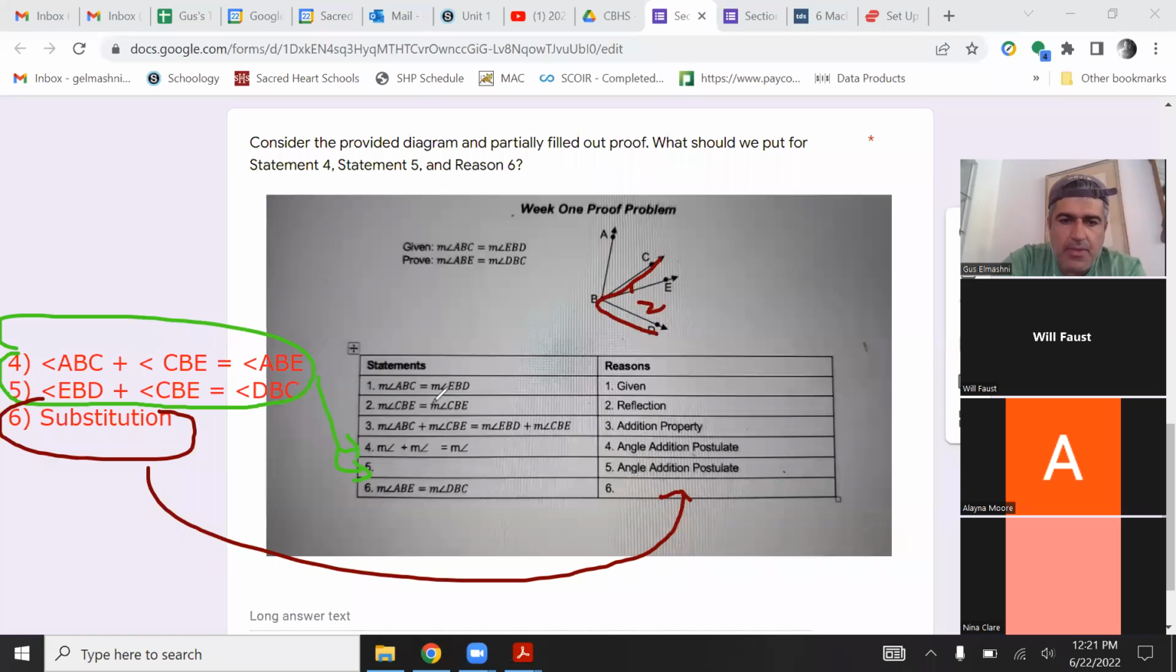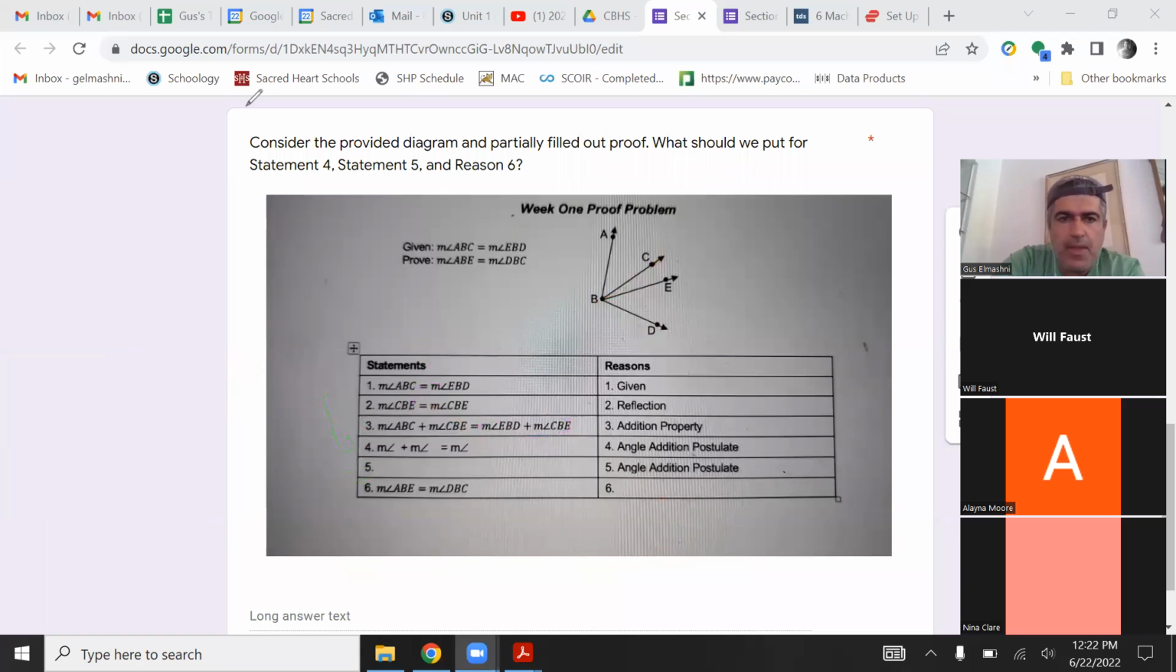And then because you know that ABC plus CBE, right? That's over here. Equals EBD plus CBE, but then you could say that this right here is ABE, and this right here is DBC, then naturally those have to be the same. That's by substitution. So that's how that one's done.